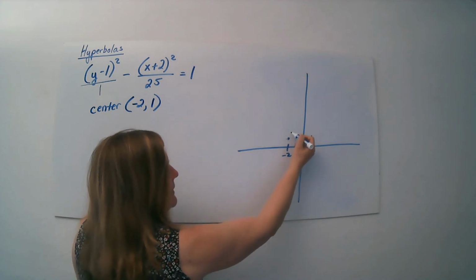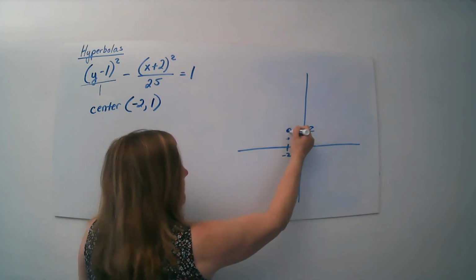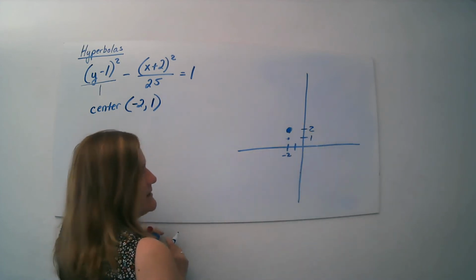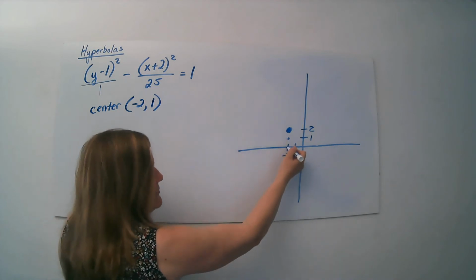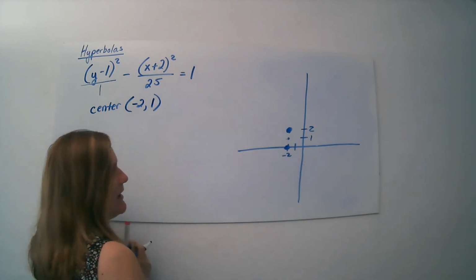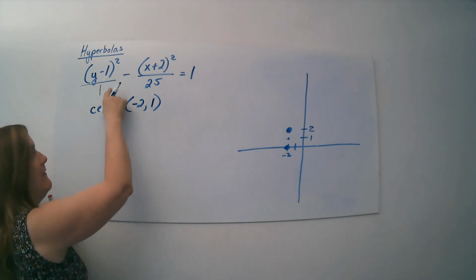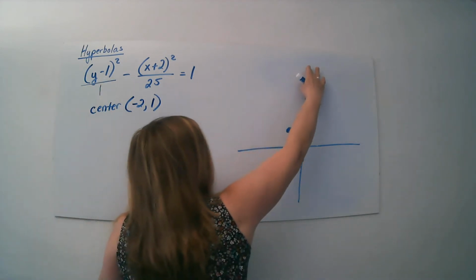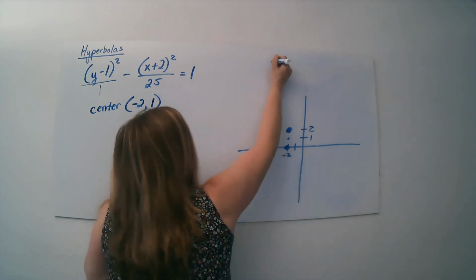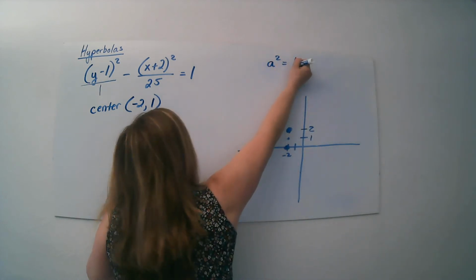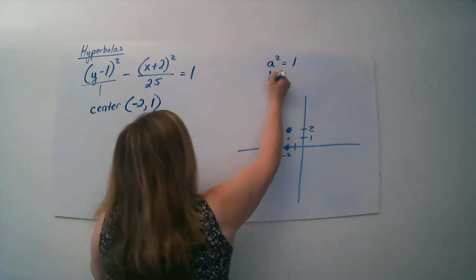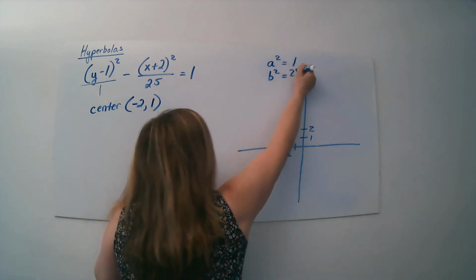So we go 1 in each direction, or up and down from the center. So from here, I go up 1. And there's going to be one vertex of my hyperbola. And I go down 1. And there will be my other vertex of the hyperbola. And since I'm thinking about it right now, this is my a squared. Let's just jot this down for later. Our a squared is 1, and our b squared is equal to 25.